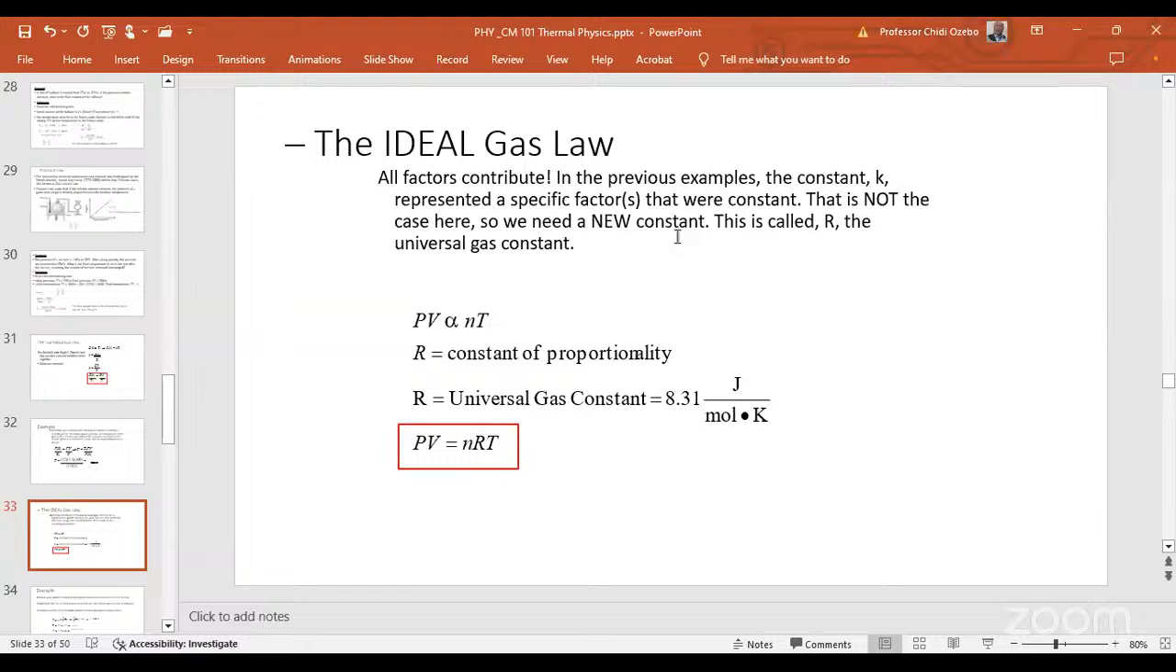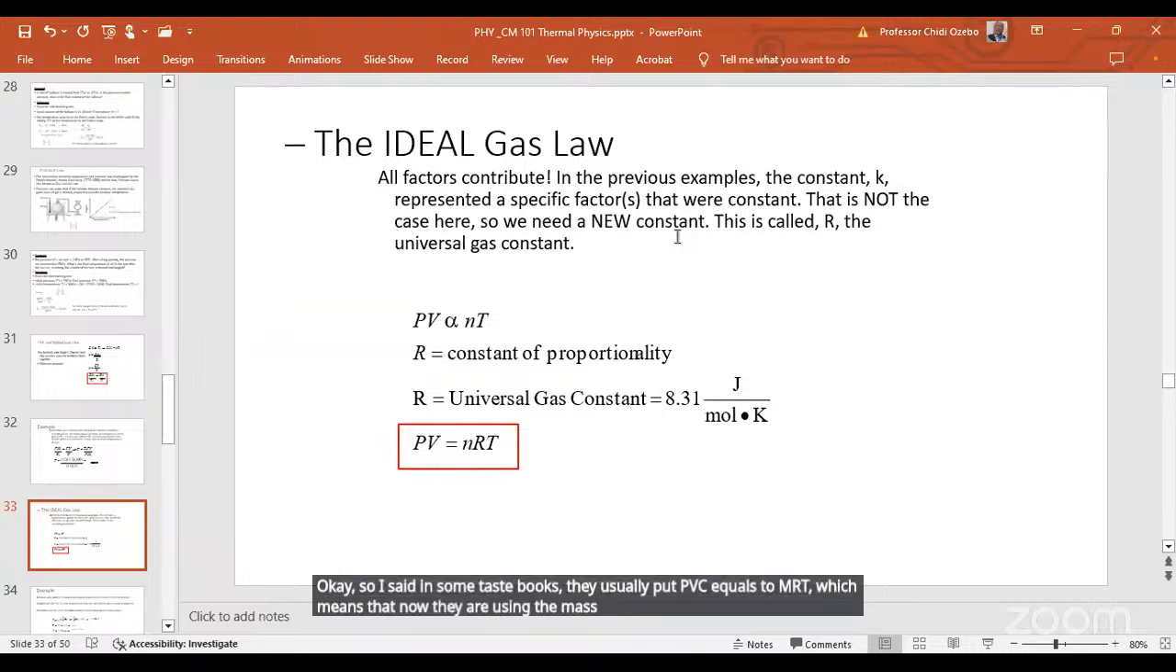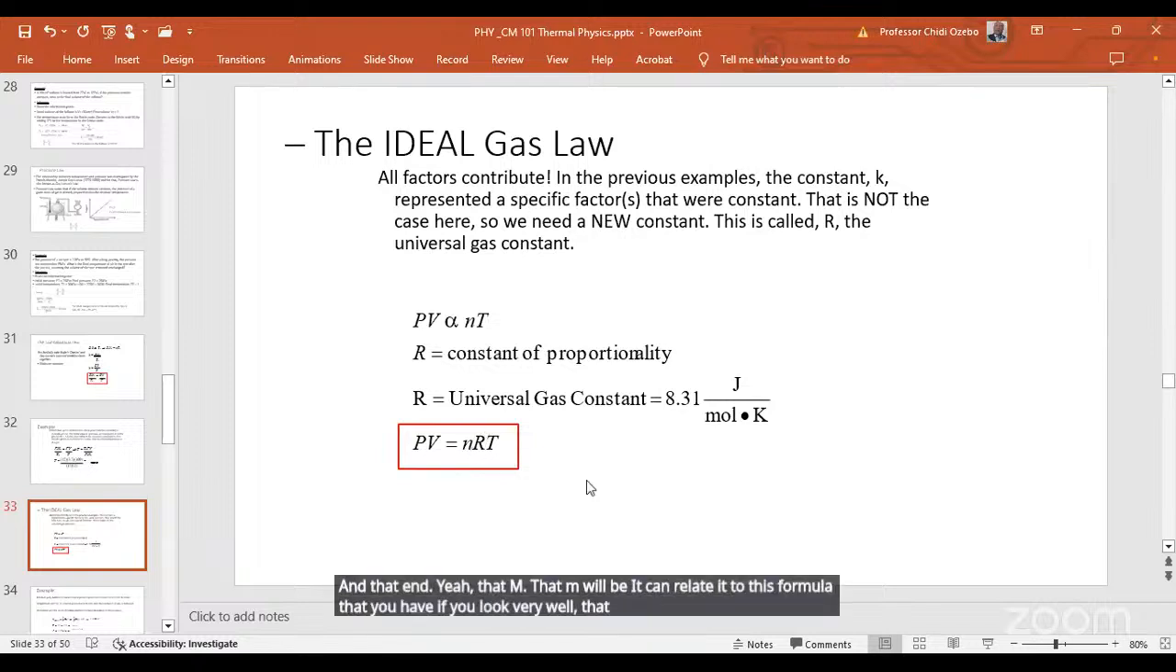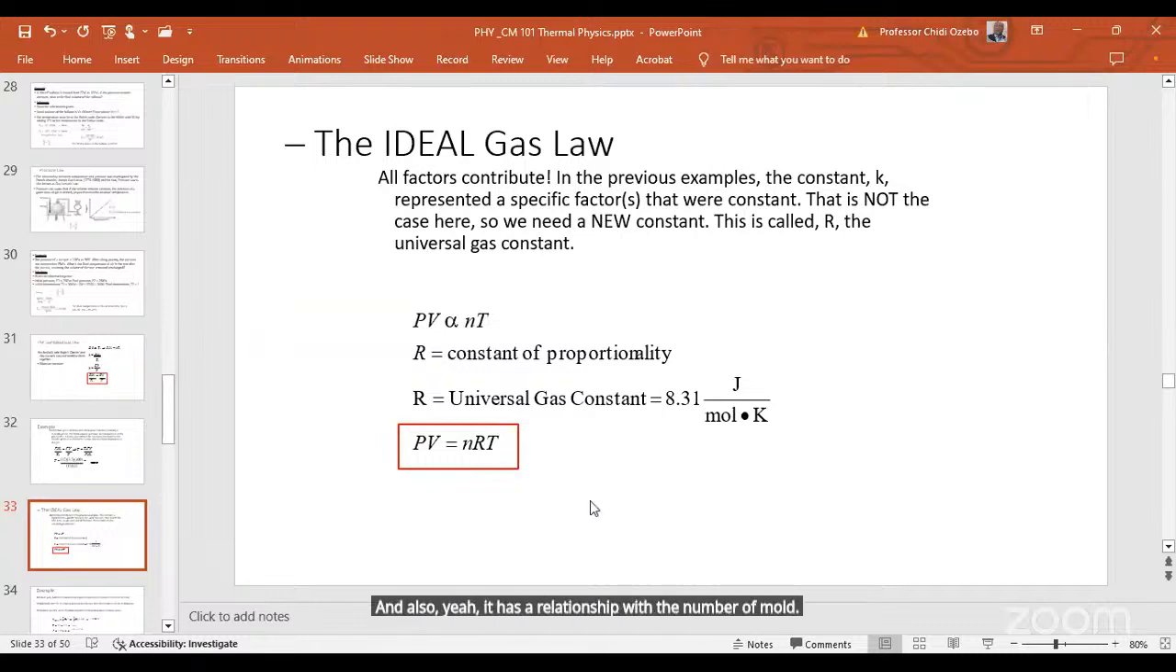Blessing, I said in some textbooks they usually put PV equals MRT, which means they are using the mass instead of the number of moles. Is that also correct? That M may be the molar mass. You can relate it to the formula that you have here. If you look very well, that M has a relationship with the number of moles. Yes, it's consistent.